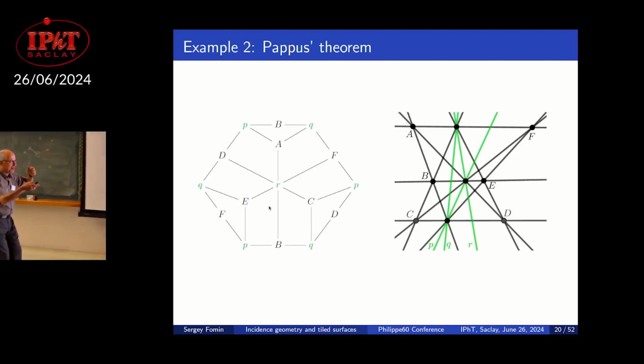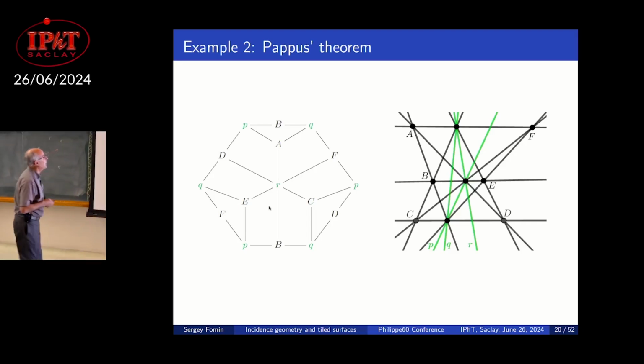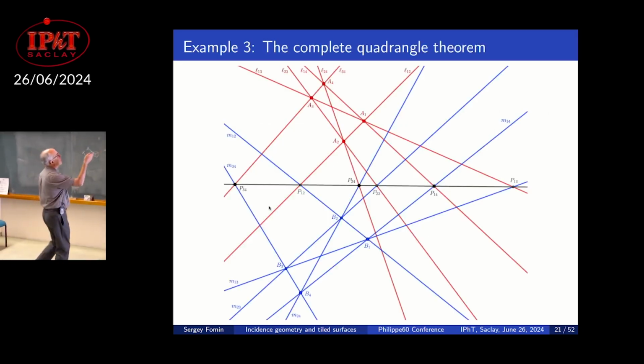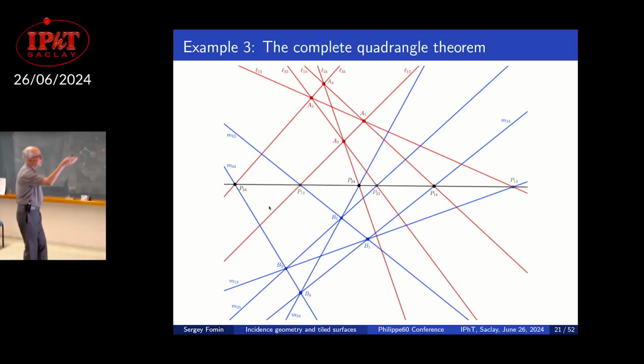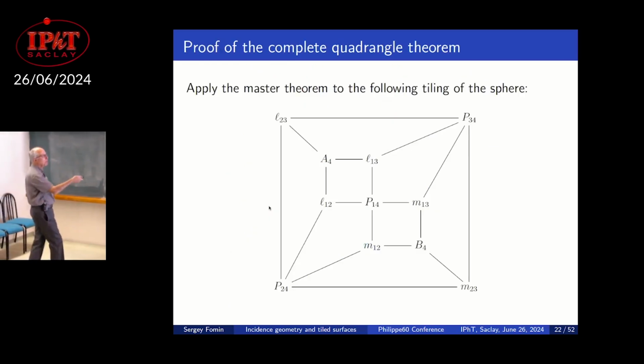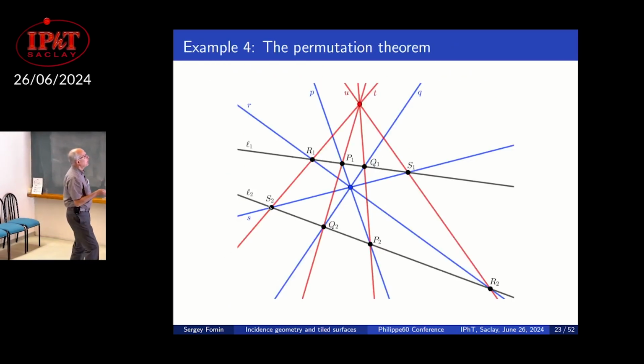This is coming. Excellent. So maybe I will move faster because Philippe already knows what I'm going to say. Okay, so this is, for example, the complete quadrilateral theorem, another famous result. I don't have time to explain what it is about, and this is the proof. It comes from this quadrangulation. Like all of this will be like that.